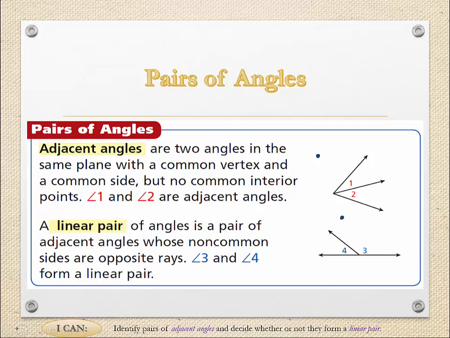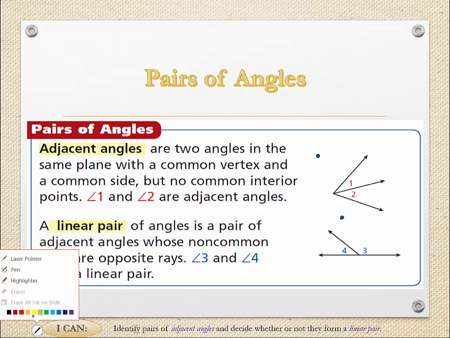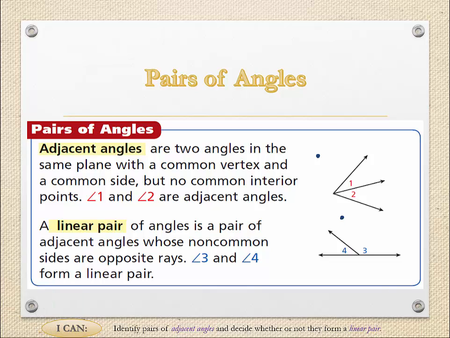Now, adjacent angles are two angles in the same plane with a common vertex and a common side, but no common interior points. So if we look right here, this is our common endpoint or vertex and a common side right here. So both of those angles, angle 1 and angle 2, share that one ray.